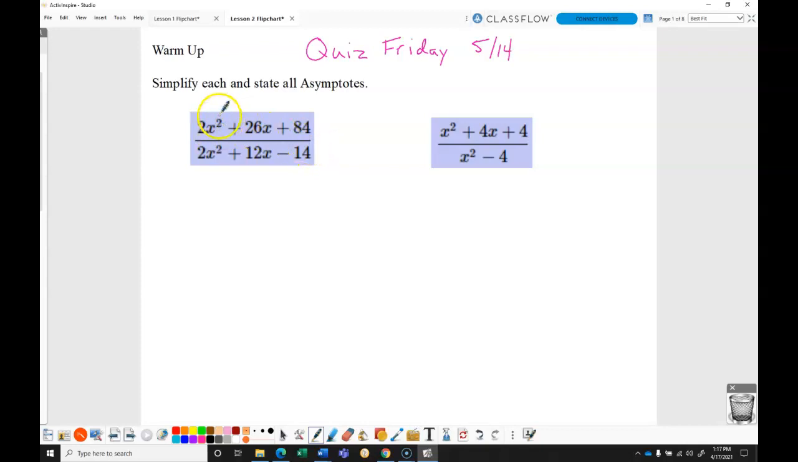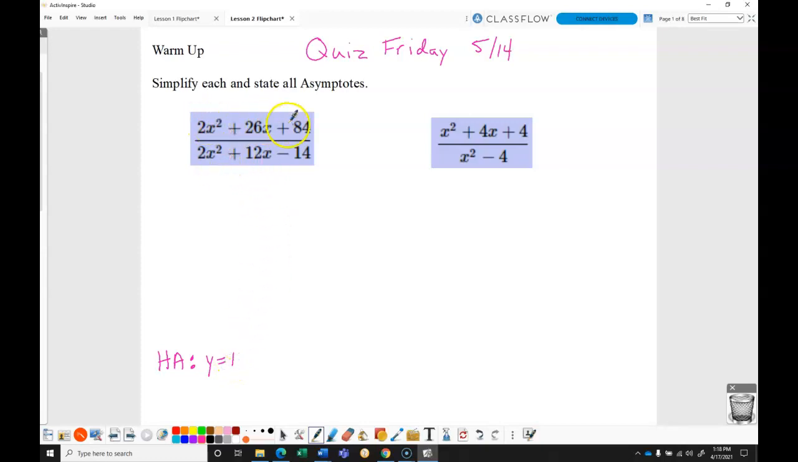So right off the bat, I see that my degrees are equal. So that tells me what my horizontal asymptote is. Let me fix that. The horizontal asymptote is y equals 2 over 2. We look at those leading coefficients. So 2 over 2 is the same as y equals 1.